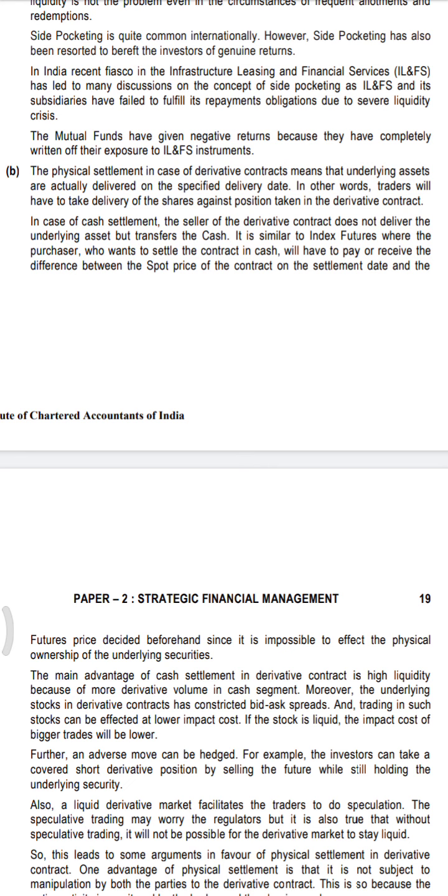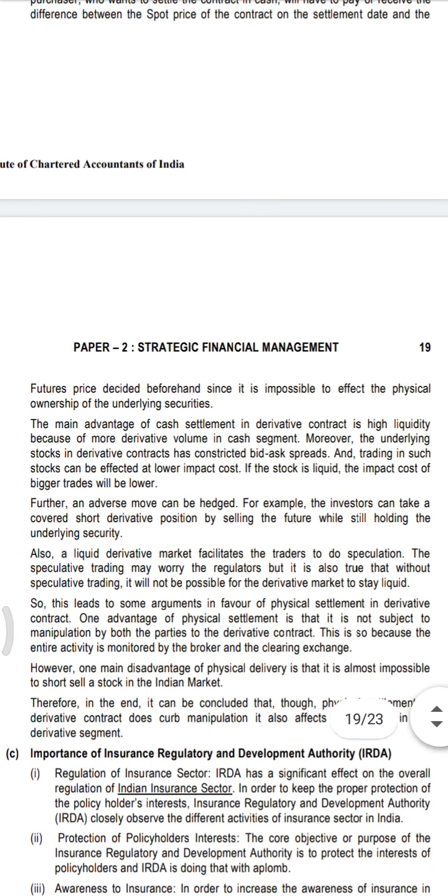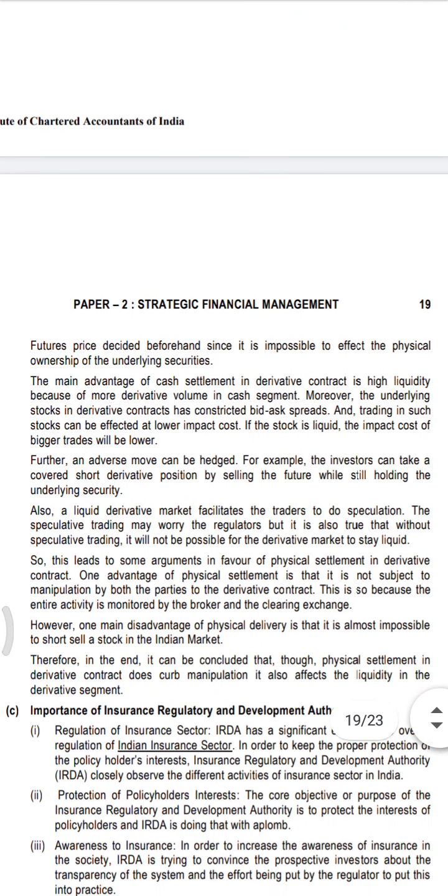In case of cash settlement, the seller of the derivative contract does not deliver the underlying asset but transfers the cash. It is similar to index futures where the purchaser who wants to settle the contract in cash will have to pay or receive the difference between the spot price of the contract on the settlement date and the futures price decided beforehand, since it is impossible to effect the physical ownership of the underlying securities.